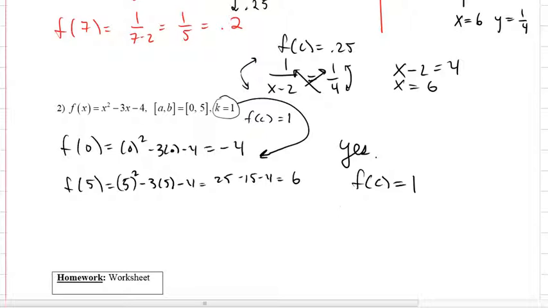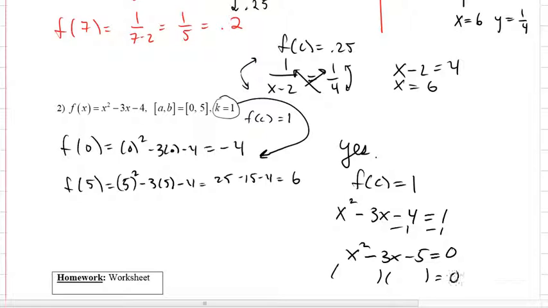So let's figure that out. x squared minus 3x minus 4 is equal to 1. The easiest thing to do is subtract 1. So now we have x squared minus 3x minus 5 is equal to 0. Is this factorable? I'm praying that it's factorable, because if not, we have to use the quadratic equation. Two numbers that multiply to give you -5. Well, it's not factorable. We have to use the quadratic formula.